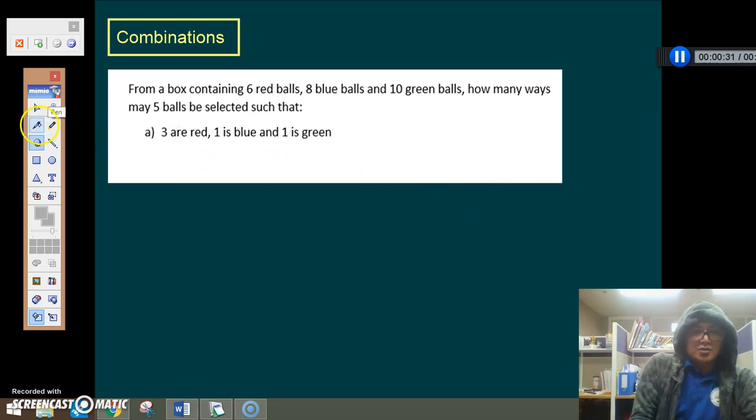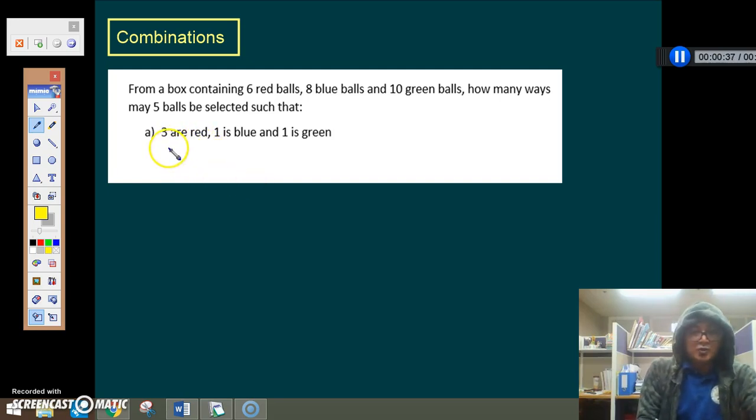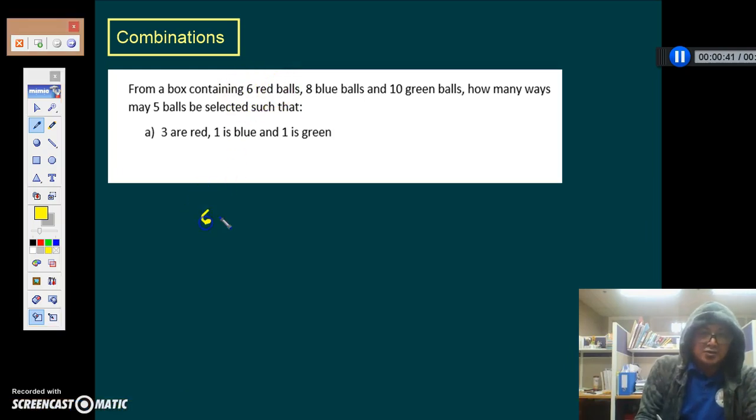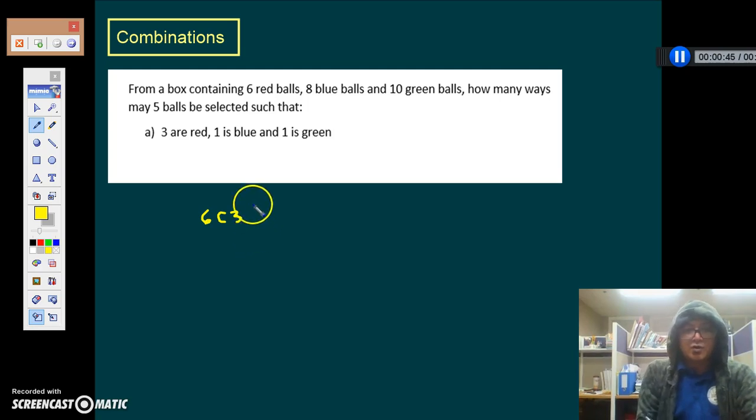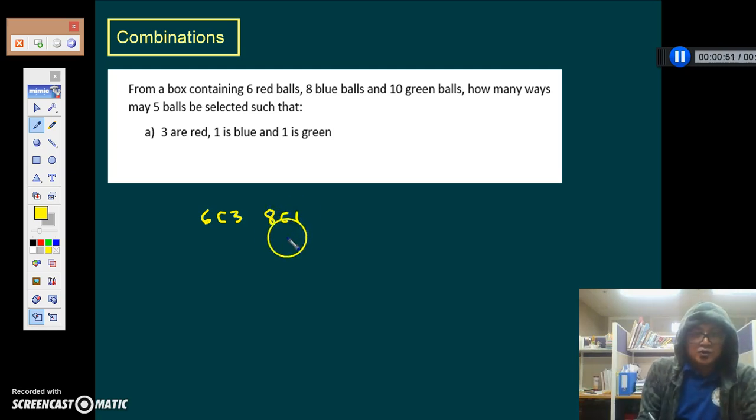Think of this as a series of 3 steps. The first step being selecting the 3 red balls. So if you are to select 3 red balls, you will select it from the 6. So you have 6C3 as the first step. The next step would be selecting the blue ball. Remember, you are to select 1 blue and there are 8, so that would be 8C1. Remember that you should multiply the successive steps, so based on the multiplication rule.